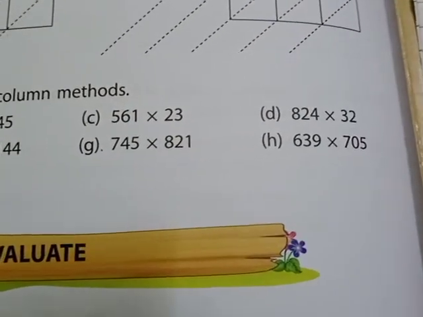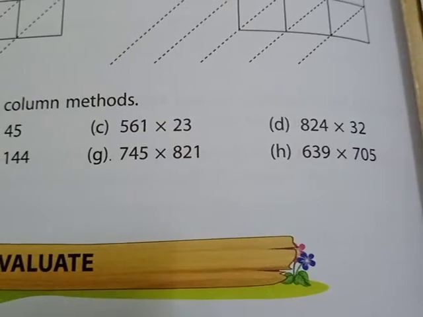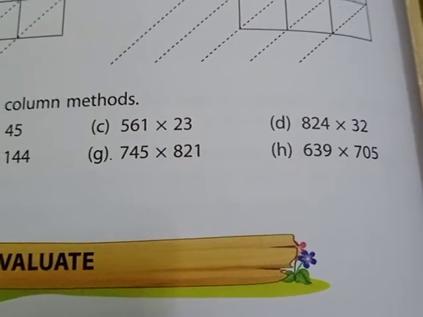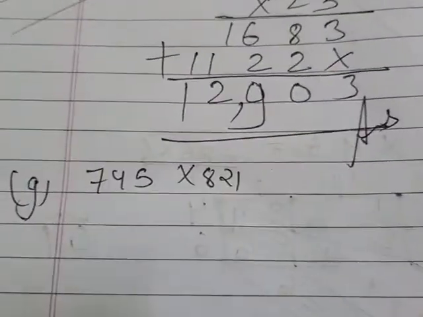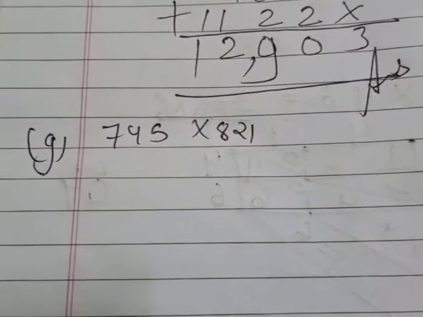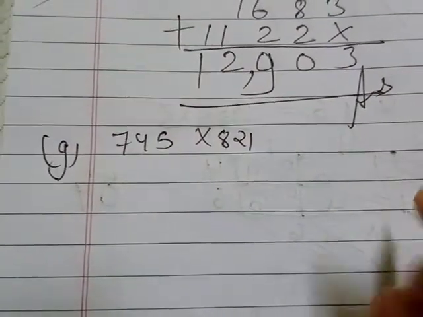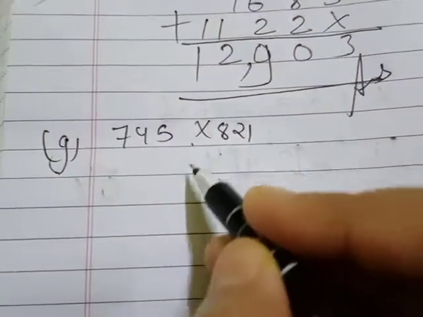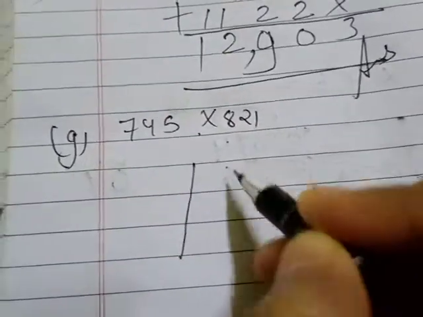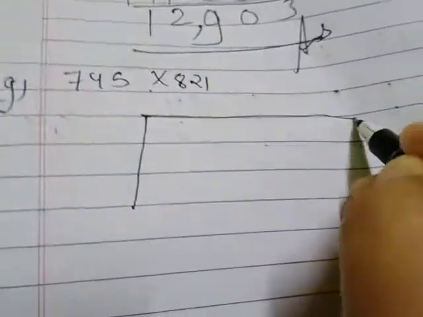Okay. G. The question is 745 into 821. In this question we have multiplicand and multiplier both 3 digit. So when we have both 3 digit, then we need 3 columns like this, right?